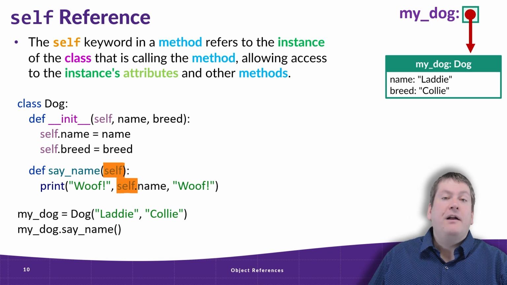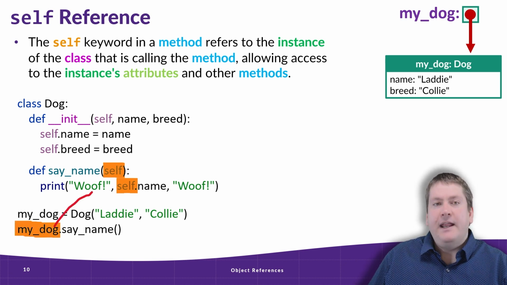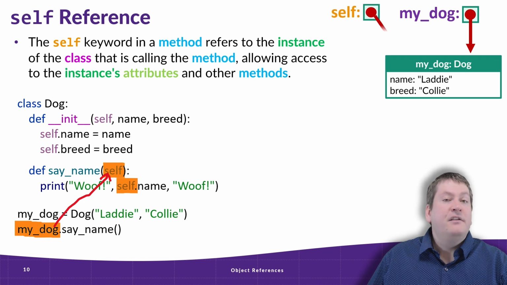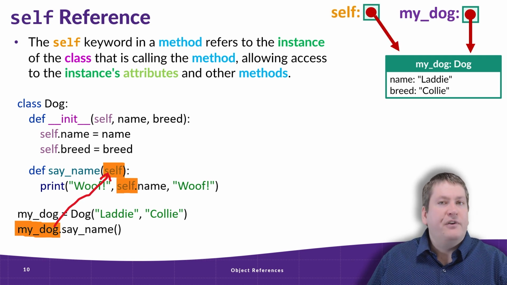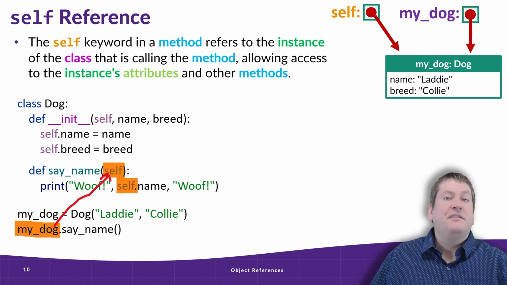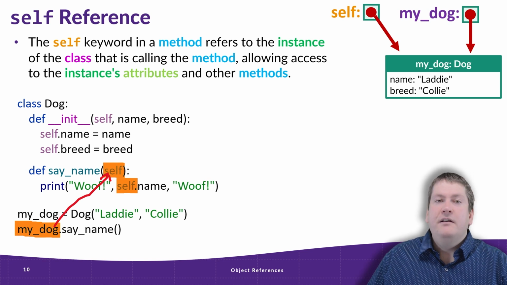Well, self is a reference to the object, just like the other variables we've seen. The key here is that when we call the sayName method, it is passed along as the first parameter. Having this as the first parameter creates a new reference to the object called self that we can now see in this diagram, and allows us to access that object. So in this case, we'd access the name and include that in our output.